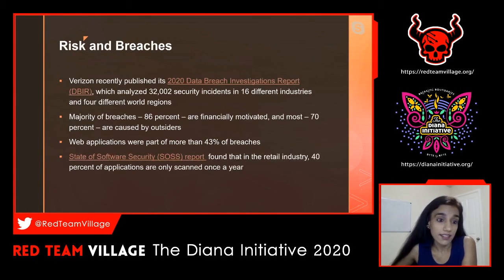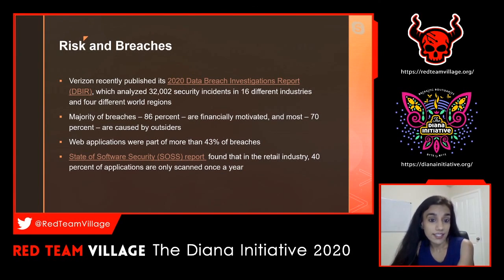Let's talk about some stats. Verizon recently published its 2020 Data Breach Investigations Report, the DBIR, which analyzed 32,000 security incidents in 16 different industries and 4 different world regions. The majority of these breaches, 86% of them, are financially motivated. Most, 70%, are caused by outsiders. And most important, the worth-noting fact is that applications were part of more than 43% of breaches, more than double the amount from last year.